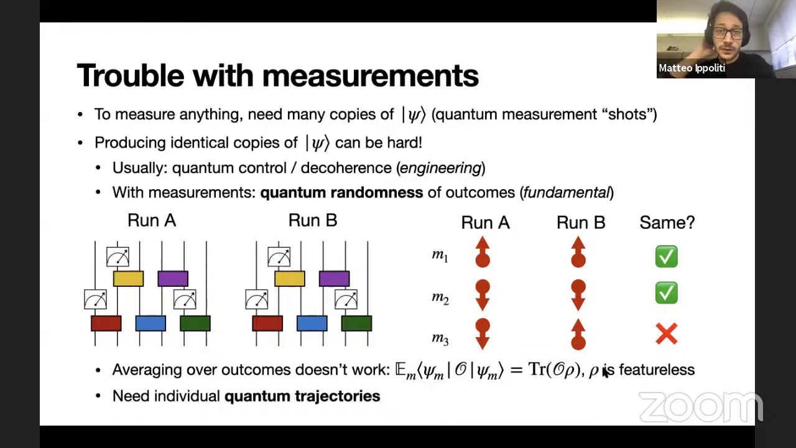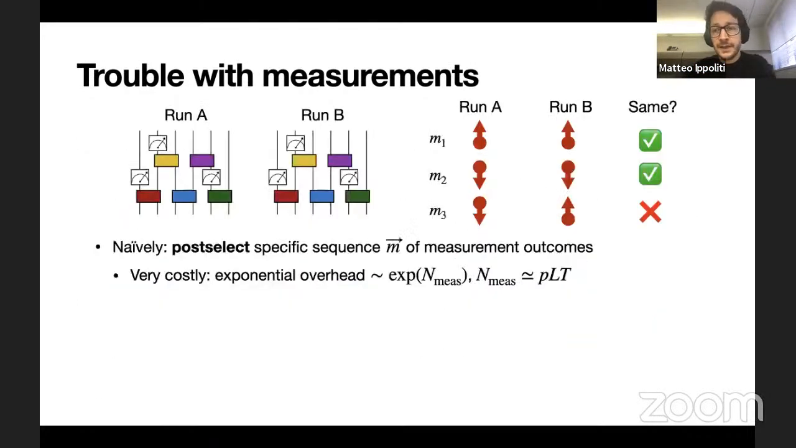You really need to be able to follow individual quantum trajectories in this evolution. Quantum trajectories means a particular sequence of measurement outcomes that produces a particular wave function. So naively, what you can do there is a thing called post-selection. If you obtain the first sequence of outcomes, you then decide, okay, I'm going to only use wave functions that are produced with that same sequence of outcomes. That's fine, you can do that, and it's going to work, but it comes with an extremely costly overhead.